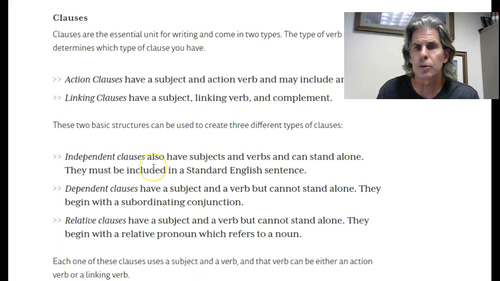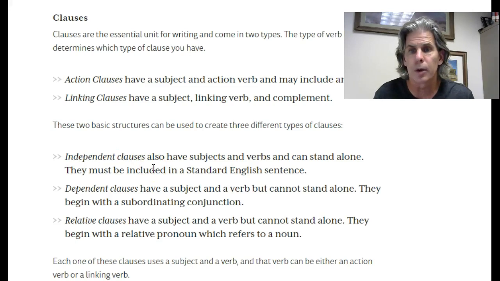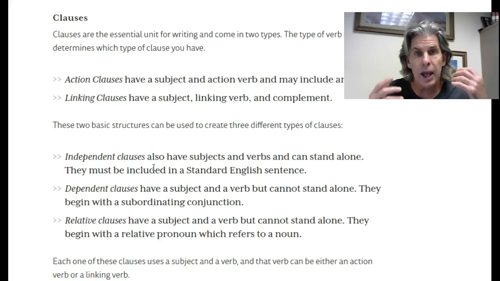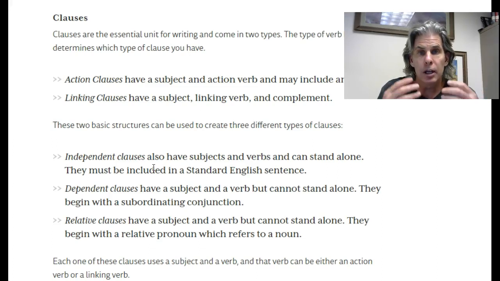Now, this is the most simple type of clause out there, but it's also the most essential in standard written English. It has a subject and verb, and it can stand alone, and it's up to you to decide if this is a sentence, but you must have the independent clause if it's going to be a sentence in standard written English. You can have a sentence in all types of dialects that are not independent clauses.